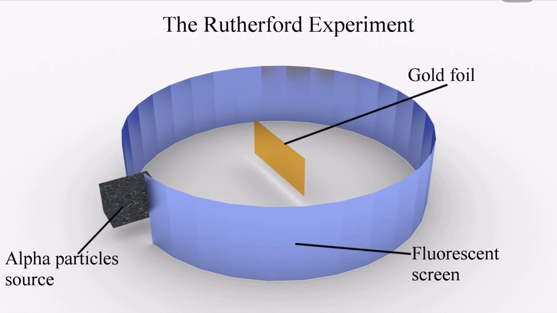The reason that we're using a very thin gold foil is because we want to make sure that we have as few particles of gold as possible.